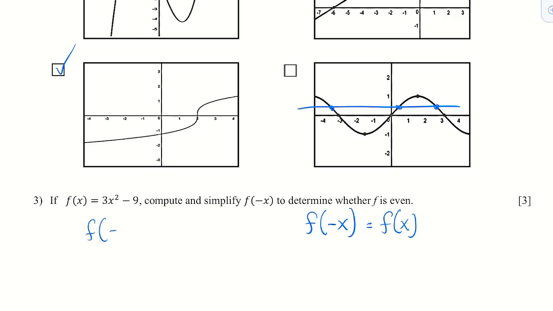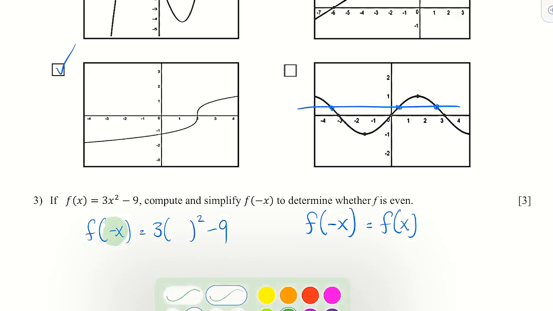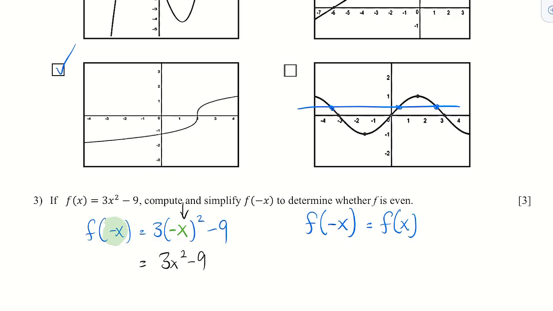So if I end up doing this, f of negative x is equal to 3 parentheses squared minus 9. How we do this problem is we always place in whatever's inside f. So we're going to place in a negative x. With this done, when we do negative x times negative x, because this is squared, we actually get a positive x squared, which means that the negative does not actually come out. So we're going to be left with 3x squared minus 9, and we double check to see if that gets us back to the original. If it does, then yes, this is even.